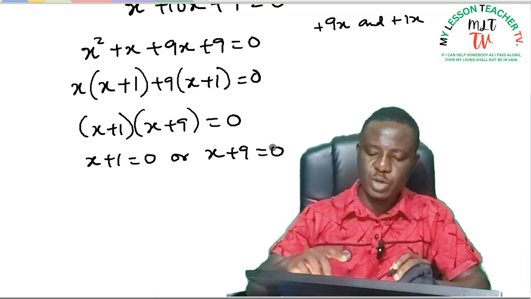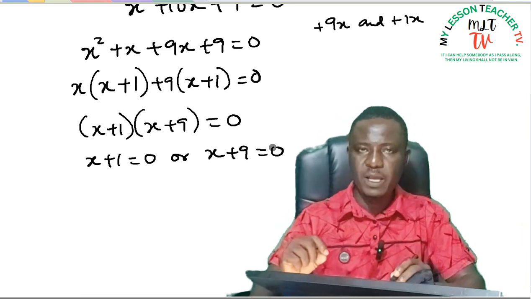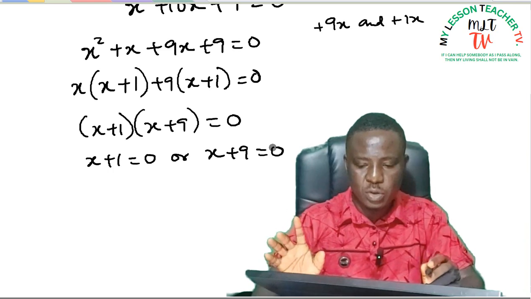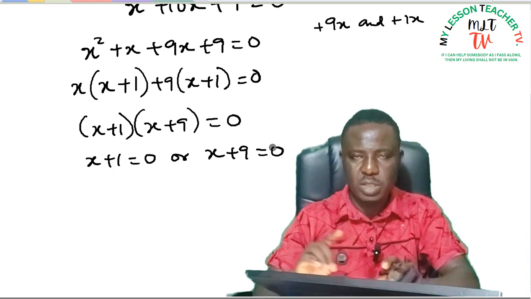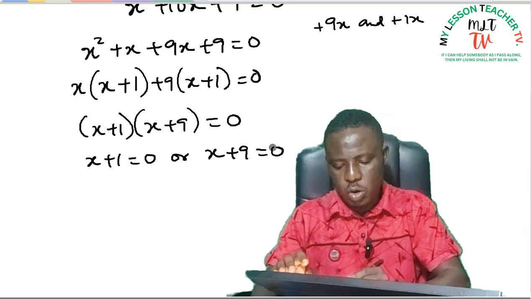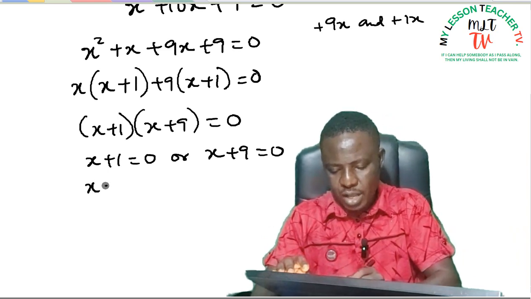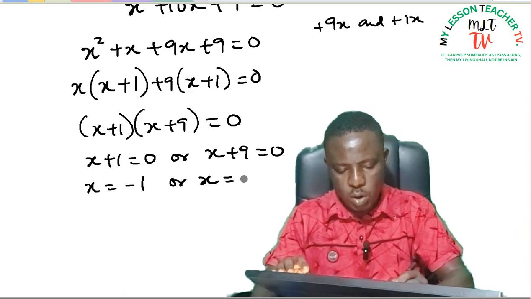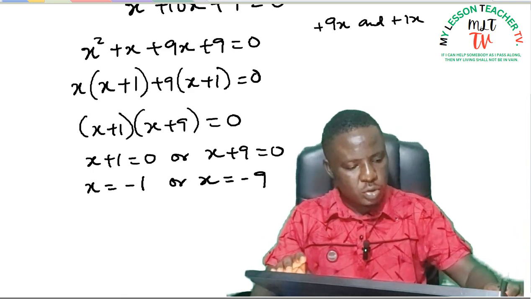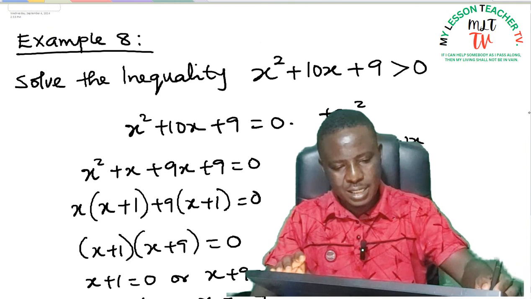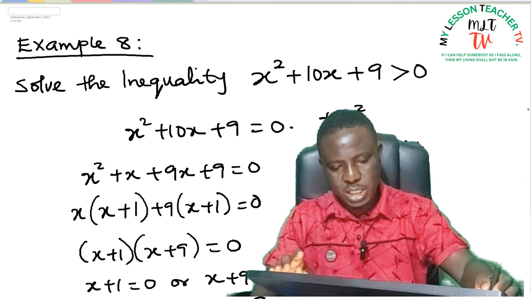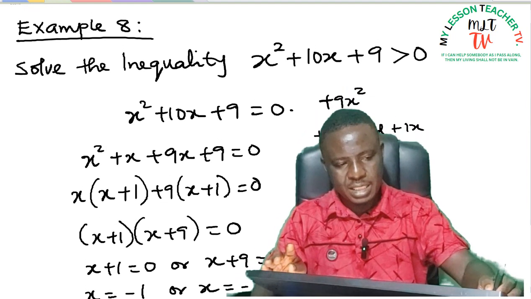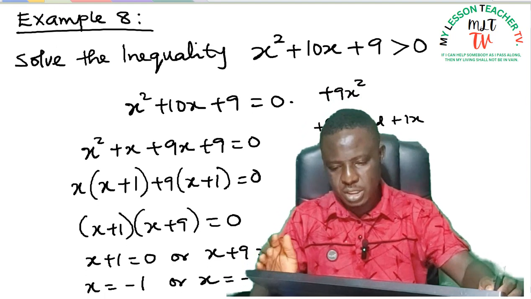For when 2 expressions are being multiplied to get 0, it therefore means that one is either 0 or both of them are zeros. So it is either this is equal to 0 or this is equal to 0. So what is the value of x? You have x is equal to minus 1, or x is equal to minus 9. So we have gotten the zeros of the inequality, or the intercept of the parabola on the x-axis.